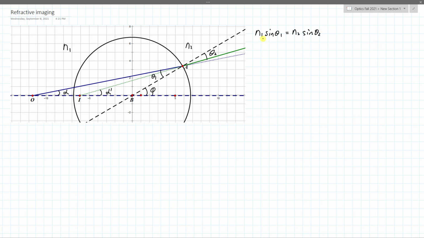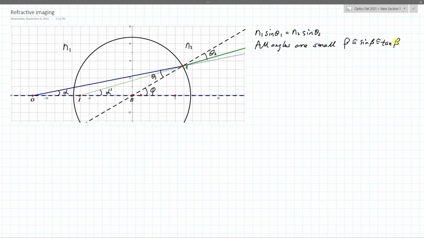Because we have small angles in general, the alpha prime, these angles, thetas, and also the phi angle are supposed to be small. I'm actually exaggerating it to make it easy for me to draw the diagram. So all angles are small. So if I have an angle, let's call it beta, beta will be approximately equal to sine beta, also approximately equal to tangent beta.